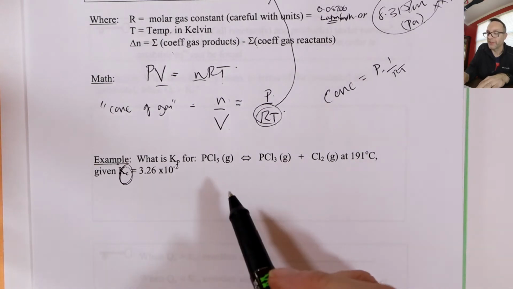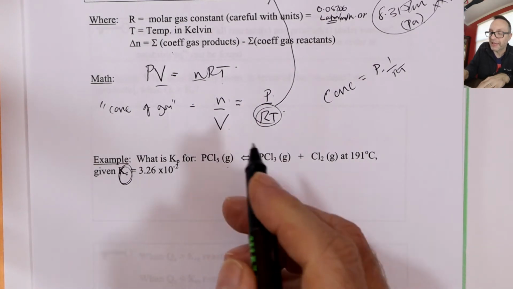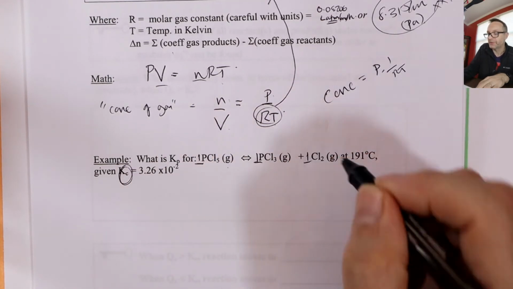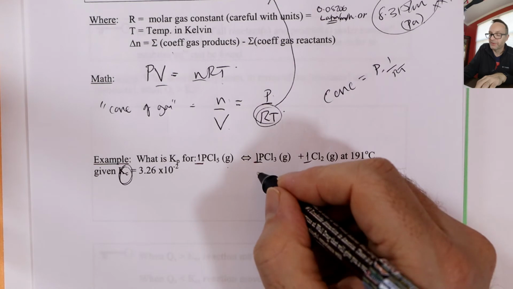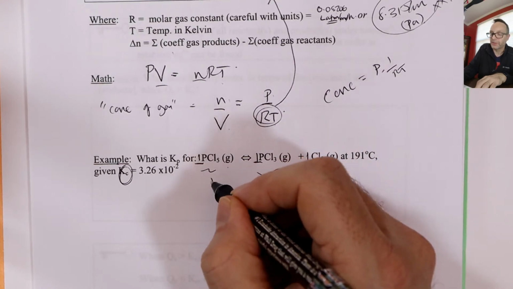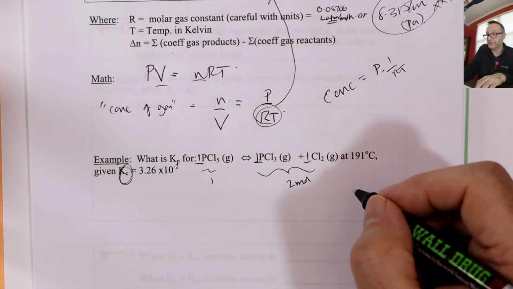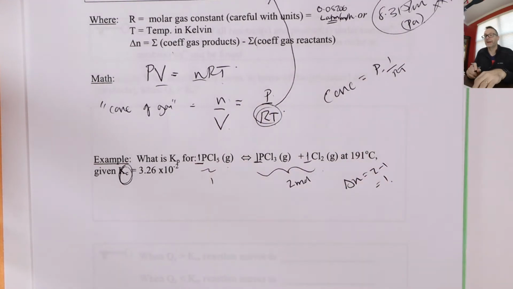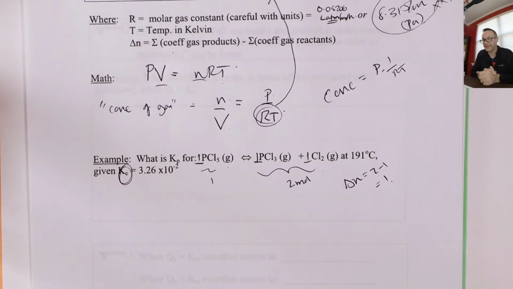So here, let's just look at it. I've got PCl5 gas. I've got 1 mole of PCl5, 1 mole of PCl3, and 1 mole of Cl2. These are all gases, right? So over on this side, I've got 2 moles. Over on this side, I've got 1. So products minus reactants, delta N is going to be 2 minus 1 equals 1, all right? So we're going to have a modification. So Kc does not equal Kp in this case.